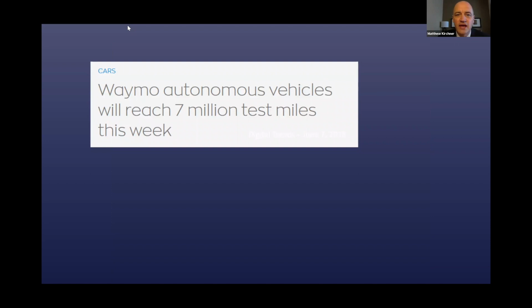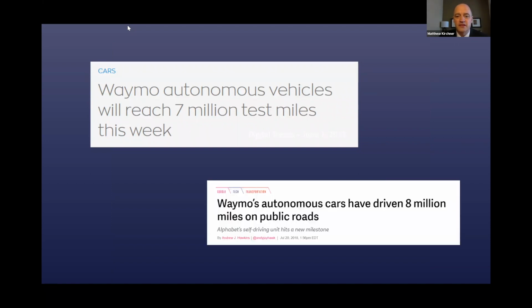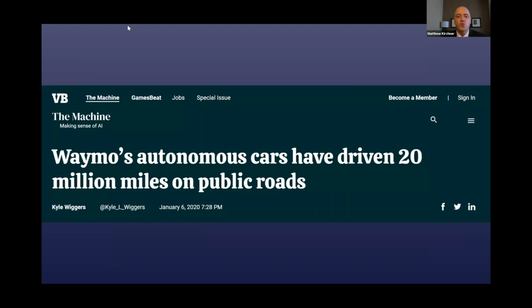Not too long after that, they reached 7 million test miles. By July 20th of 2018, they had driven 8 million miles on public roads. If we turn the clock forward to the beginning of 2020, 20 million miles on public roads was what those autonomous vehicles had been driving. And after that, Google must have stopped reporting it because I haven't seen an update. But 20 million miles on public roads is how many miles those vehicles have driven.